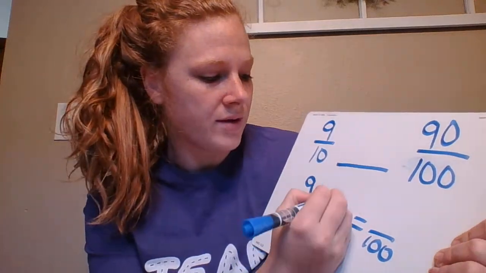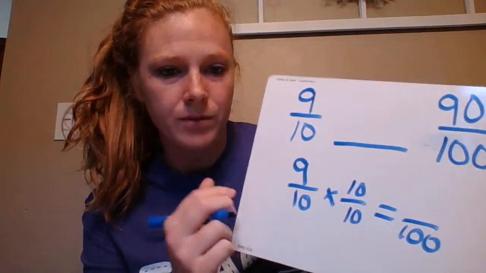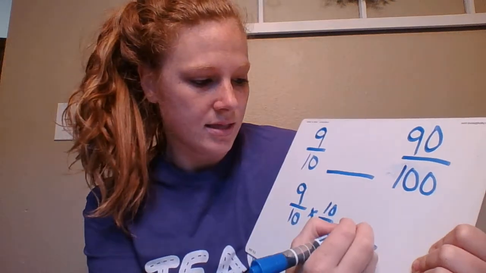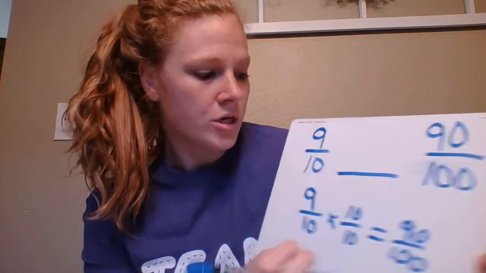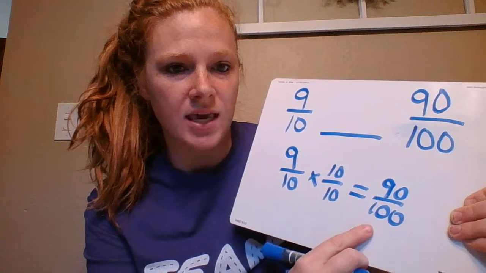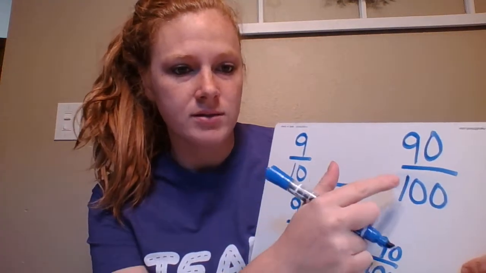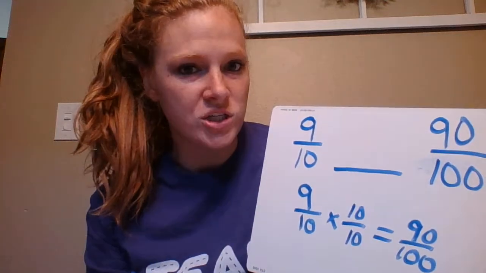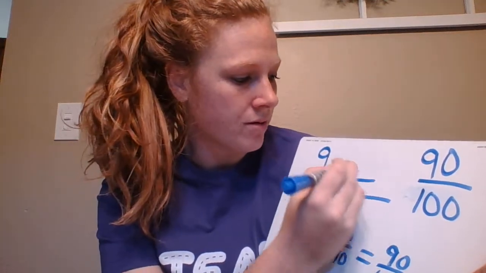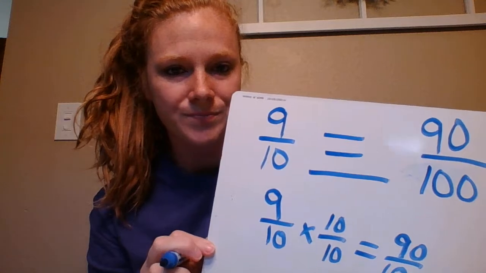But if I write it on bottom, I have to write it on top as well. So 9 times 10 is 90. So 9/10 is actually the same as 90/100. So that's like comparing 90/100 and 90/100, which is the same. So our two numbers are equal.